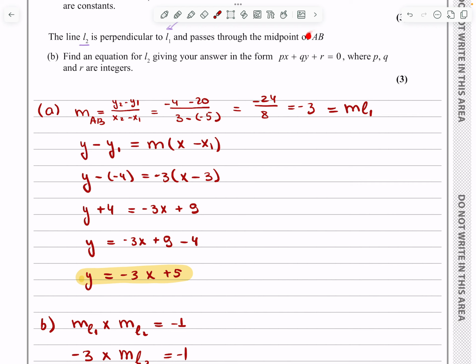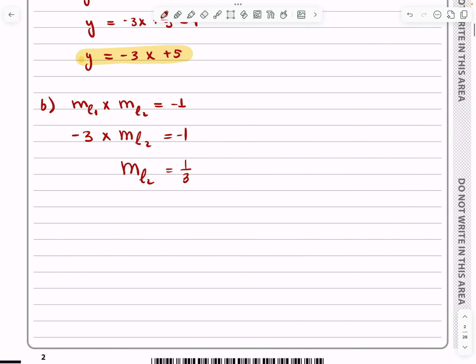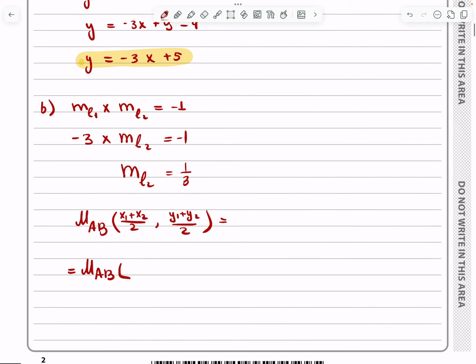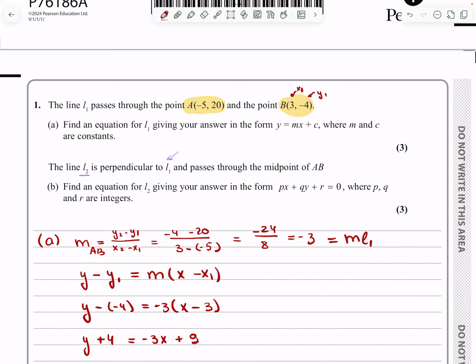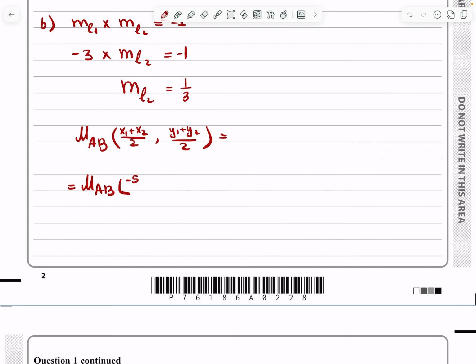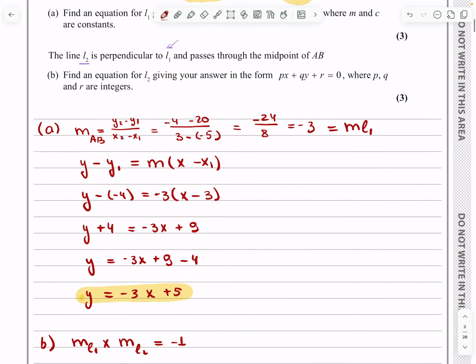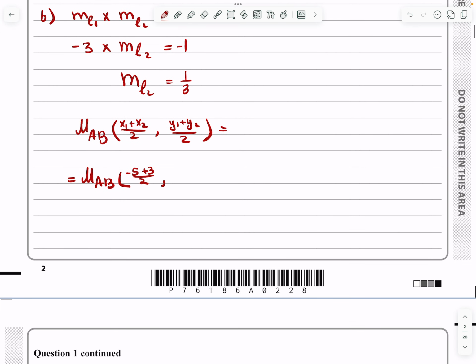And it passes through the midpoint of AB, so now I need to find the midpoint of AB. The midpoint is (x1 plus x2) divided by 2, and (y1 plus y2) divided by 2. It's basically the average of the corresponding coordinates. Point A has x coordinate -5, and B has x coordinate 3, so -5 plus 3 divided by 2, as well as 20 plus -4, which means 20 minus 4, divided by 2. So the midpoint of AB is (-1, 8).